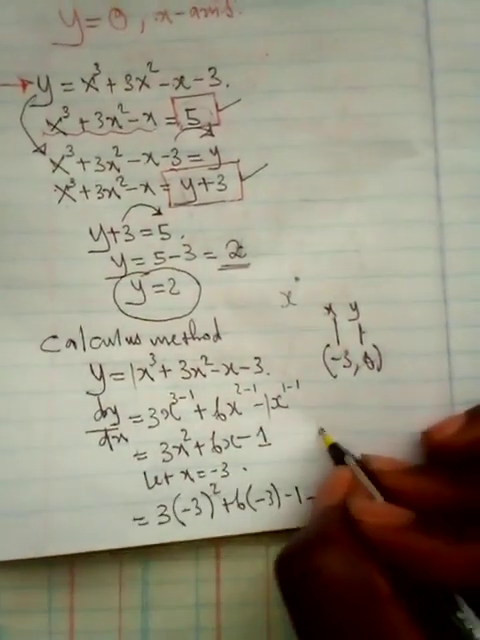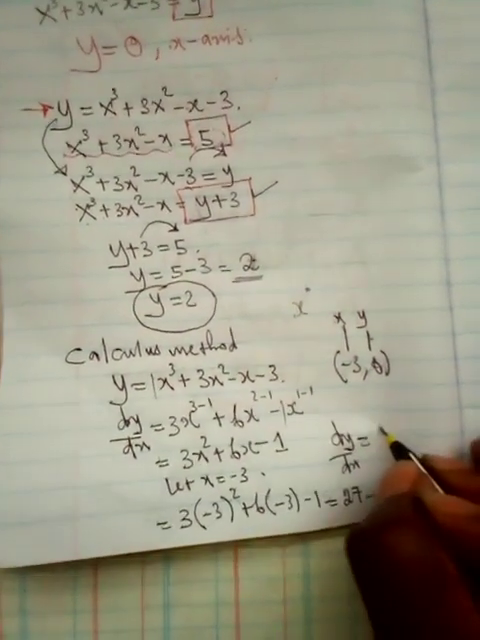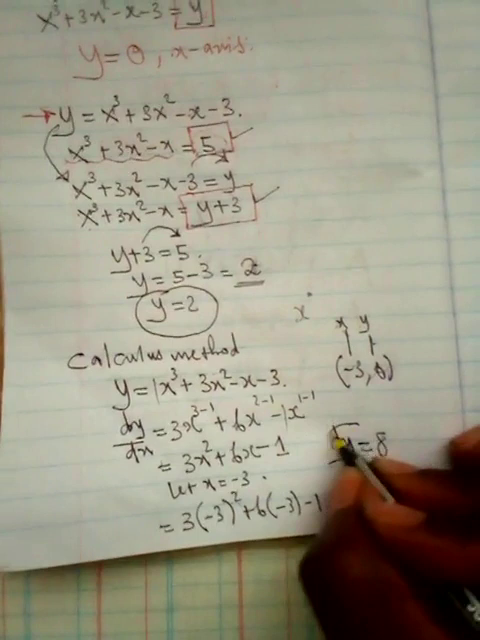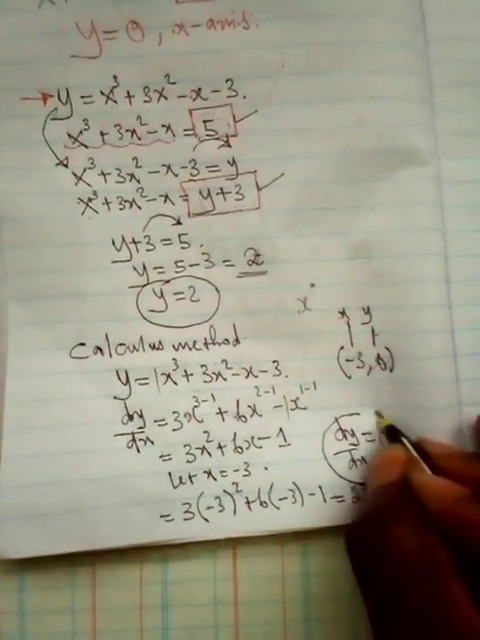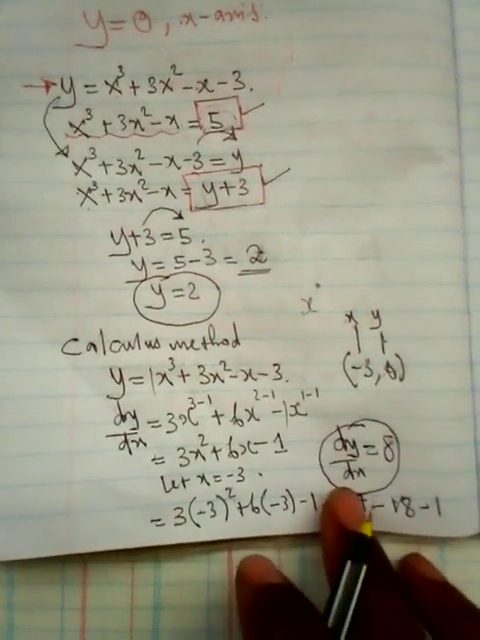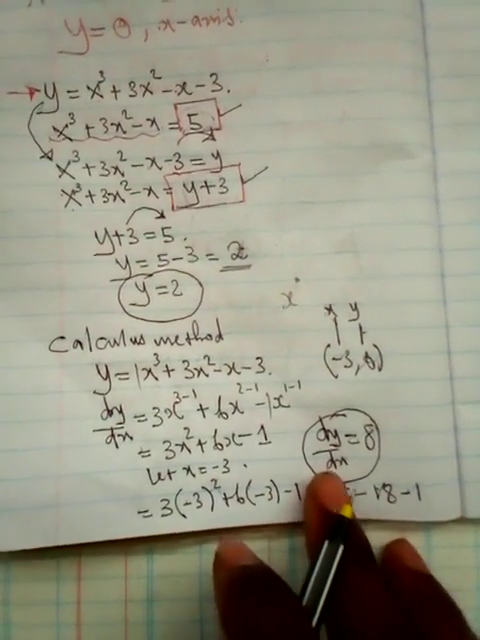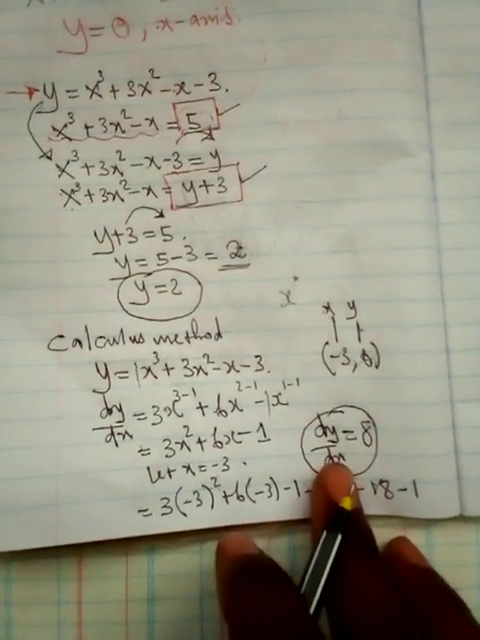So your dy dx is just going to be 8. And that's it for this problem. You have determined your gradient. Your dy dx at the point -3, 0 is given by 8.